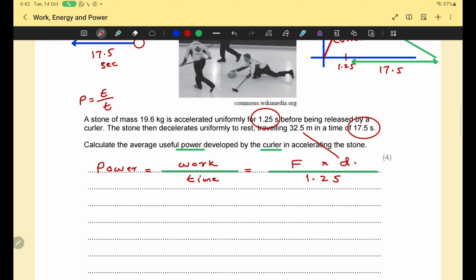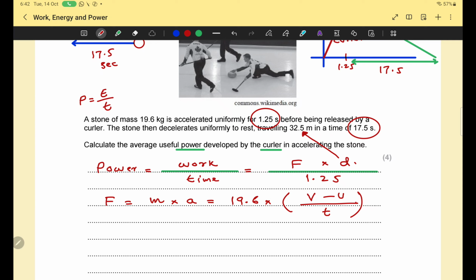So displacement is 32.5. It is the displacement. So what is force? Force is equal to m into a. What is the mass? Sir, mass is 19.6. I'm calculating force. Sir, what is acceleration? Sir, acceleration is v minus u upon t.